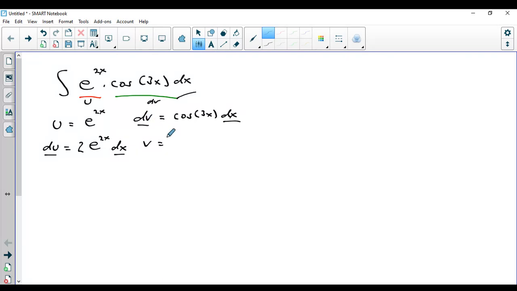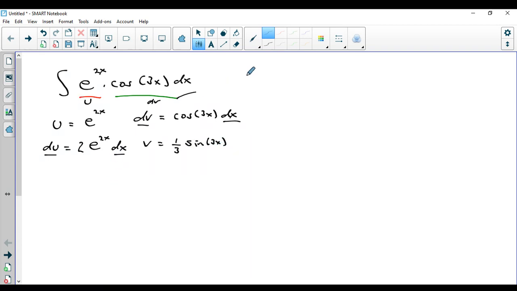Now we have to figure out what v is. Remember, to go from dv to v, we're integrating. Do I know a function whose derivative is cosine of stuff? I do. It's going to be sine of stuff times 1 over the derivative of stuff. So that's a little linear u substitution, if you don't understand where I got that from. Again, we don't have to do the constant of integration because that'll come through in the formula.